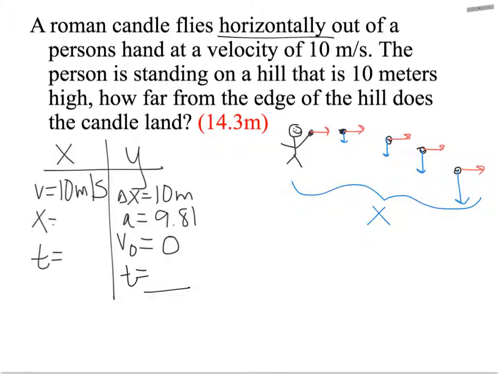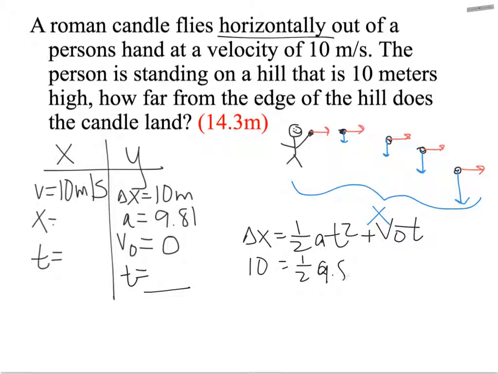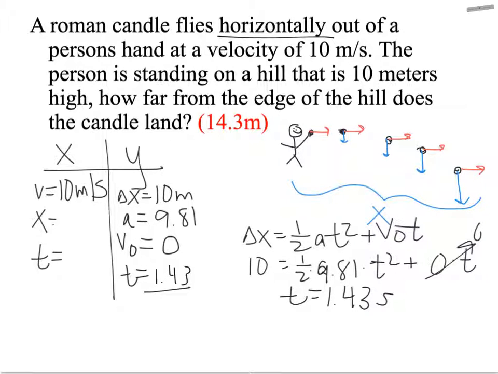So I can use one of my acceleration formulas, and this one jumps out to me. And I can plug my numbers in. The displacement's 10, 1/2 times 9.81 times time squared plus 0 times t. So that's just 0. And solving for t, I get a time of 1.43 seconds. So the time here is 1.43, and it's also the same time over here, 1.43.